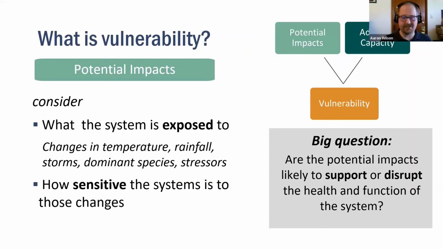So that could be changes in extreme temperatures, hydrology, or different stressors. And the second part is how sensitive is the system to those changes, right? Understanding what is the capacity. And this combination of these 2 things will likely support the health and the function of that overall system, or it's likely to disrupt the system if it's highly sensitive, right?